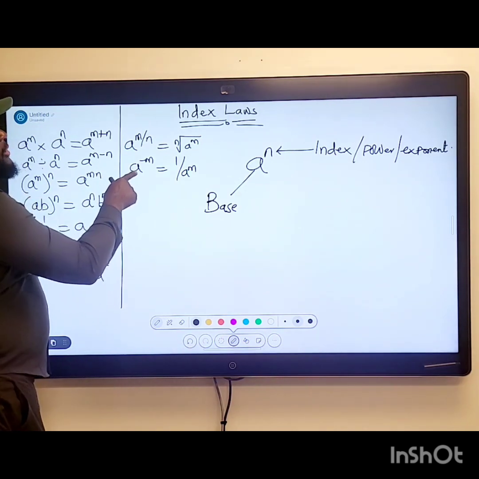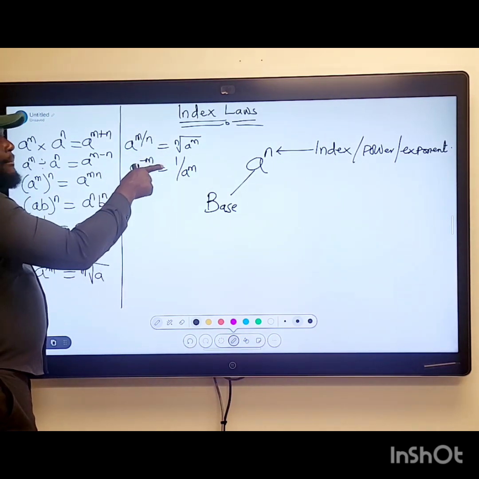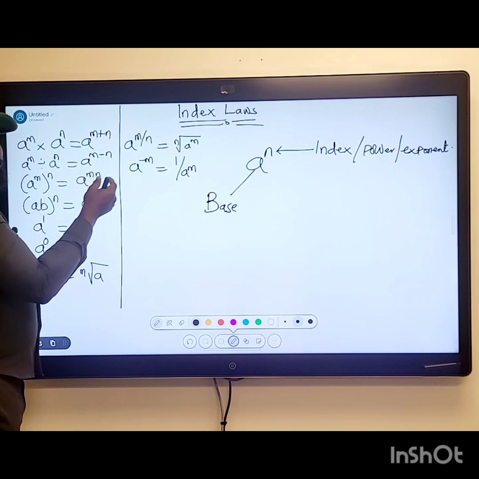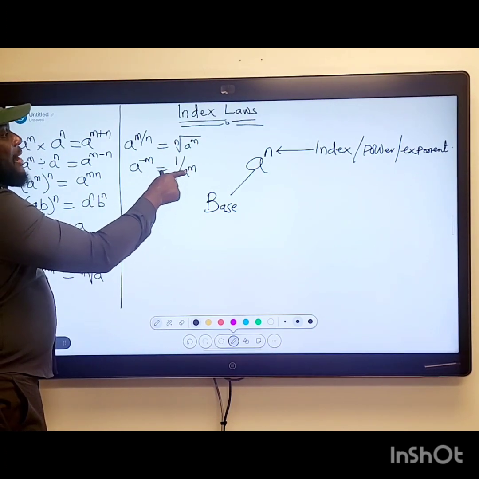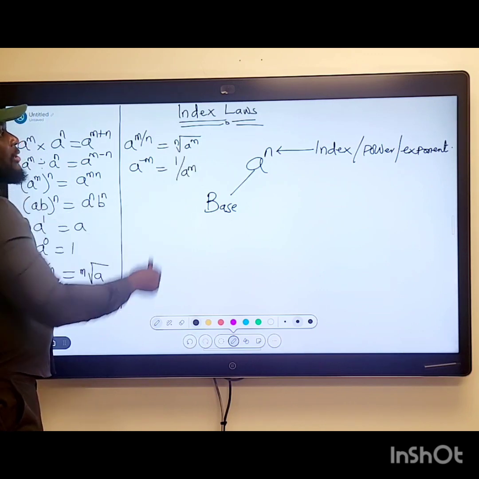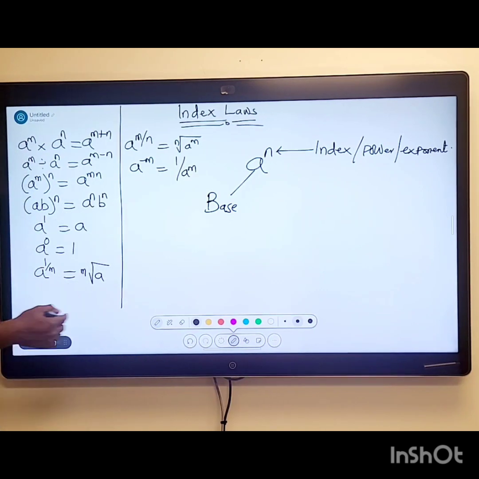A raised to power minus M. This negative means this: it means 1 divided by A raised to power M. We will solve one question relating to that too, and then we can understand that.